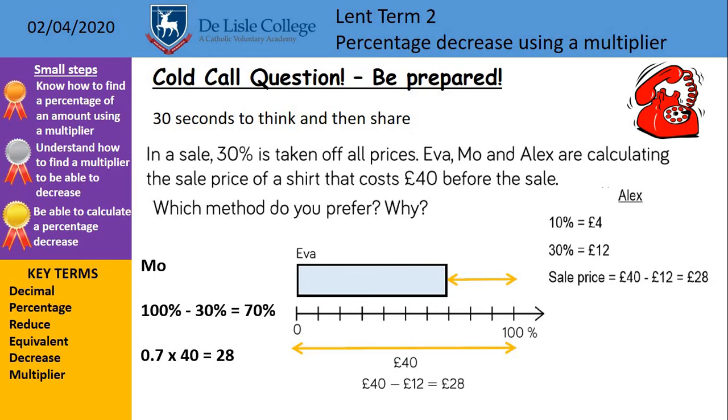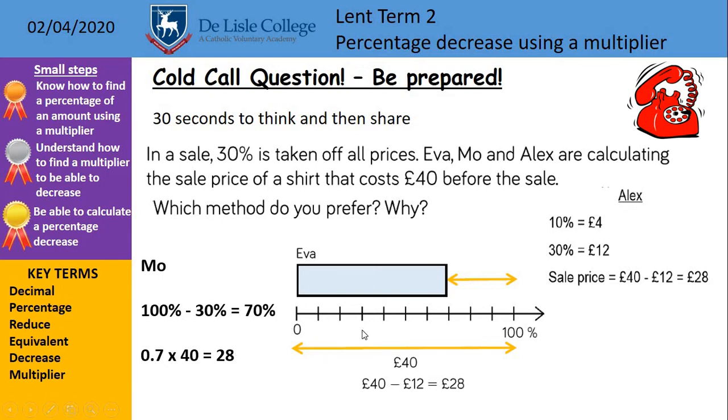So Mo then has used the way that we have just worked out. In fact, Mo and Eva have both used the same method. So Mo has done 100% subtract the 30%, as 30% is taken off the prices. So then we want to work out 70% of the original amount. Change this to a decimal, so 0.7 multiplied by the original £40 to get that it's £28 in the sale.